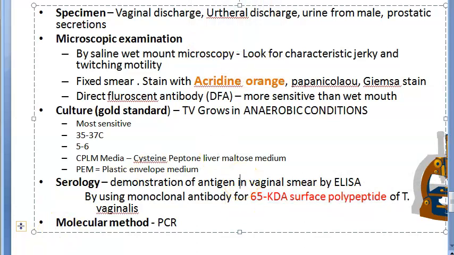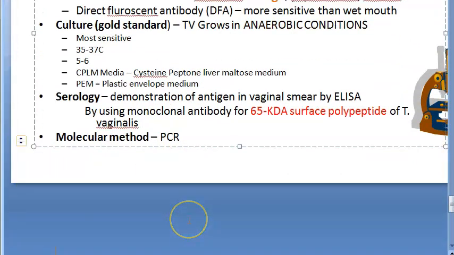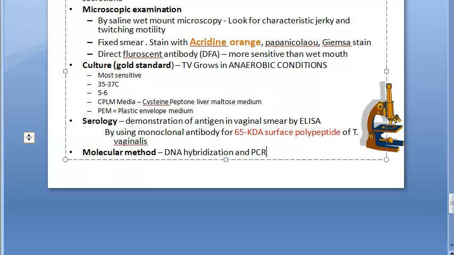Okay. Moving on to molecular methods. In molecular methods, definitely you will go to DNA level and do everything. So in molecular methods, how will you detect? DNA hybridization and PCR are highly sensitive and specific. Obviously, they are highly specific and sensitive. Why? Because they are going at the DNA level. So obviously it is going to be good for detection and diagnosis of trichomoniasis. Okay. So now we are done with the lab diagnosis of Trichomonas vaginalis.